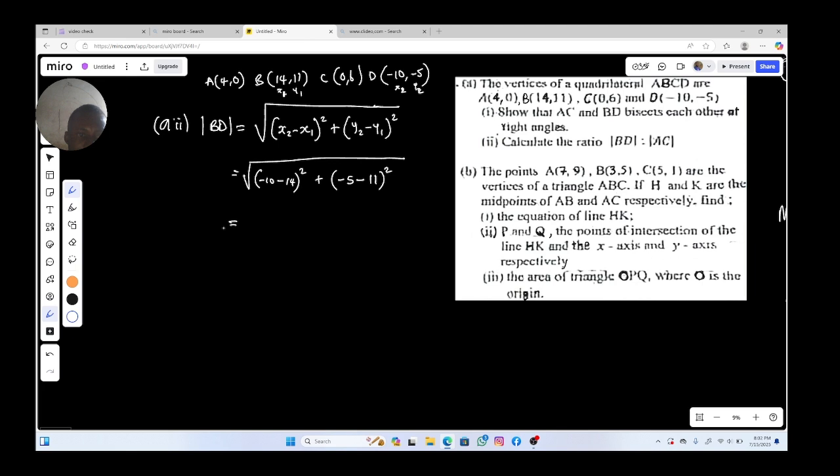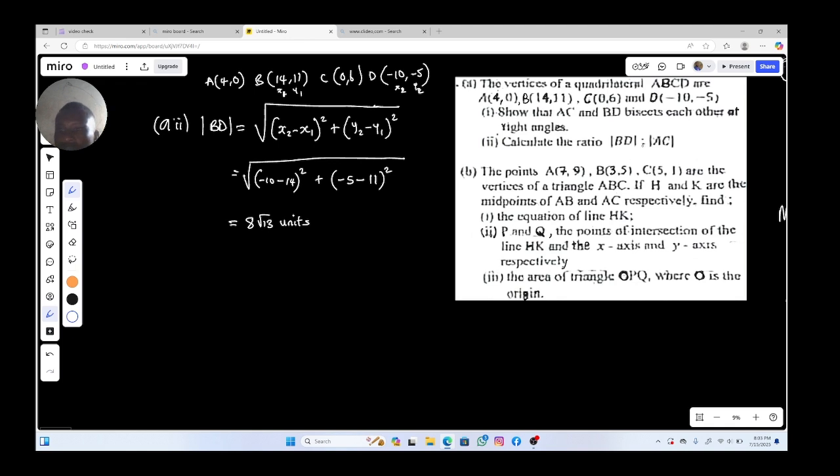So with the calculator, I don't want to spend so much time dealing with this one. So let's get everything with the calculator. We have in a bracket -10 minus 14 all squared, then plus -5 minus 11 all squared. That will give us 8 root 13 units. So you leave it there.